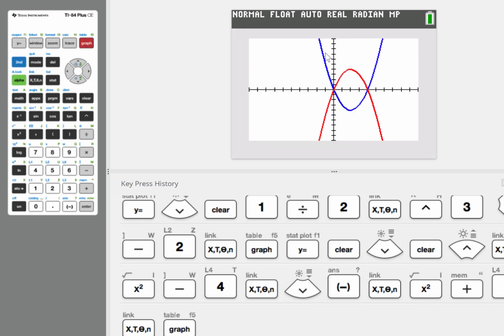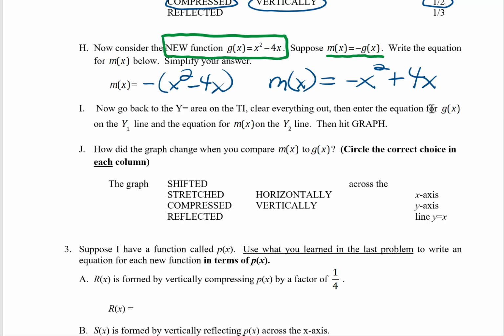Aha, this one's pretty easy. It looks like somebody just took that blue one and turned it upside down. Instead of being an upward parabola, it's now a downward parabola. The fancy word for that is reflection, and since it happened up and down, it would be a vertical reflection. Notice that the mirror line, so to speak, the line across which the graph reflected, would be this x-axis right here. Everything above the x-axis went below, and everything below the x-axis flipped above. So we'll say it reflected vertically across that x-axis.